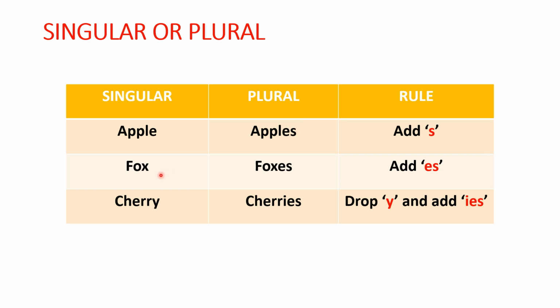And if a noun ends with X, we can make it plural by just adding es. We are taking the example of fox and making it plural by adding es, which is foxes. And if a noun ends with y, we can make it plural by dropping y and adding ies. So in cherry, we drop y, and instead of that, we add ies. So the plural form of cherry is cherries.